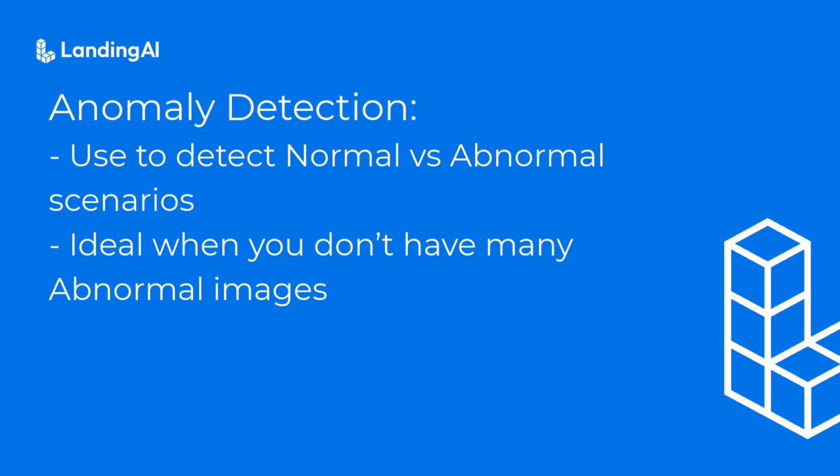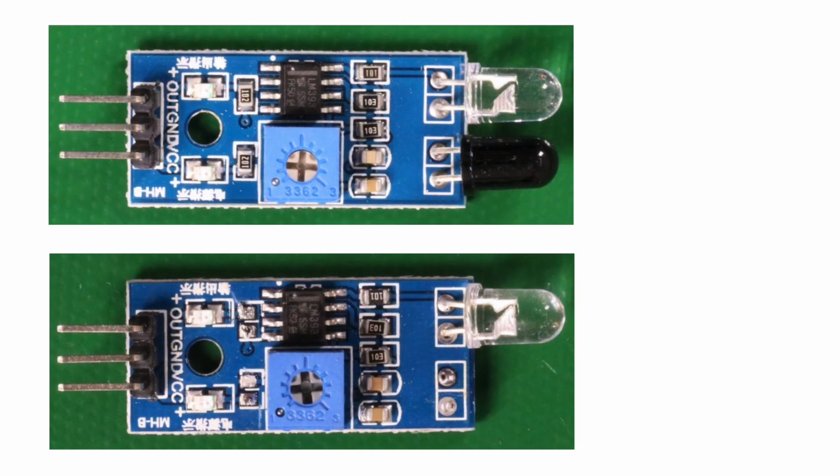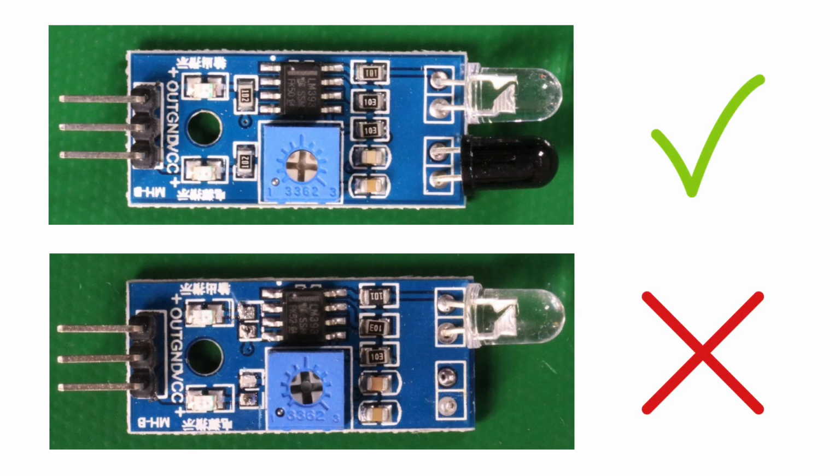LandingLens offers a few project types, including Anomaly Detection. Use Anomaly Detection to identify deviations from the norm, especially when you have only a few images of abnormal cases. For example, let's say you're manufacturing printed circuit boards, and you want to catch all defects during QA.